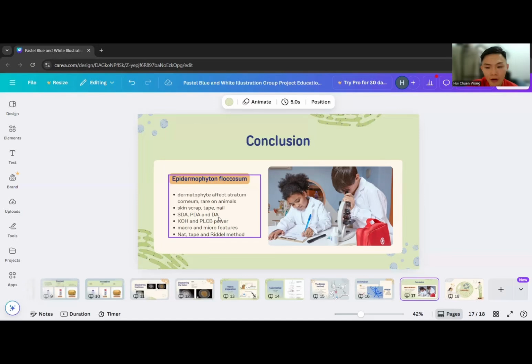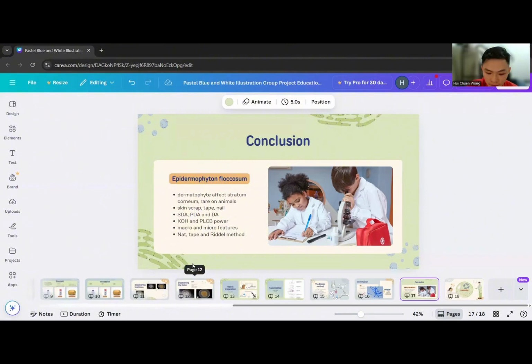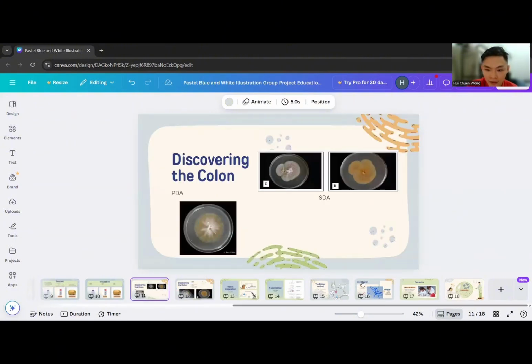Most commonly used for identification under the microscope. It has macro and micro features. Macro is the one cultured on the agar, like seen here. This is macro, and this is micro.